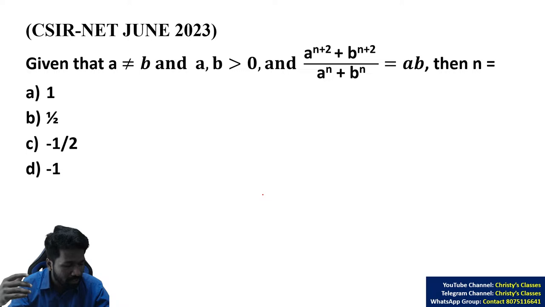You can try. Okay, Vahida, thank you for the response. Thank you, Srimanta also. Thank you for the response. So try this question, all of you.